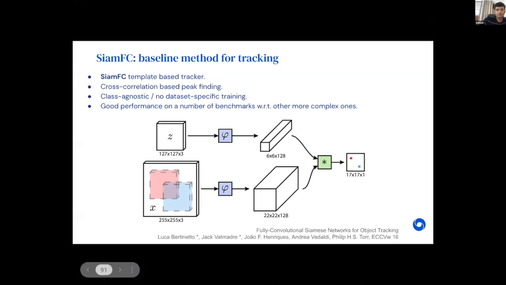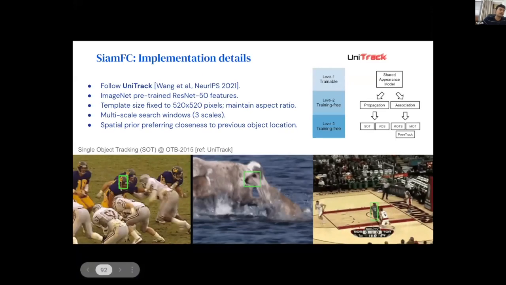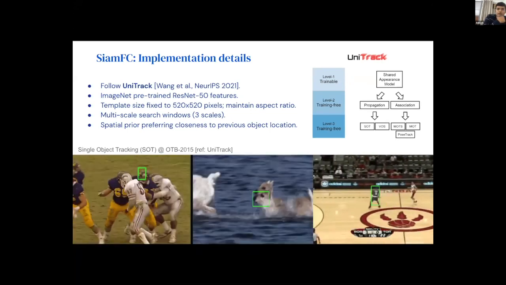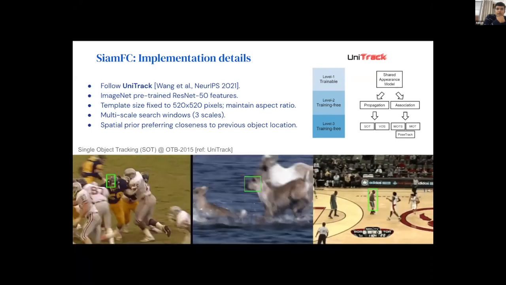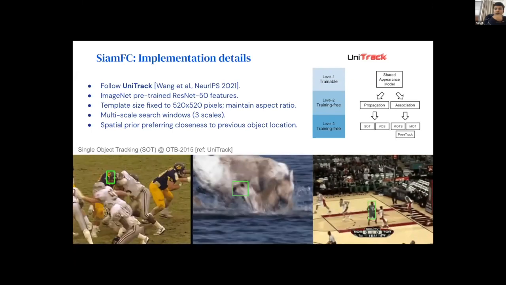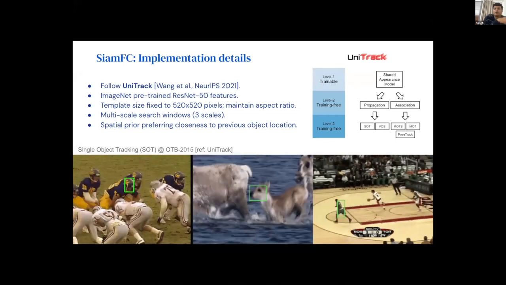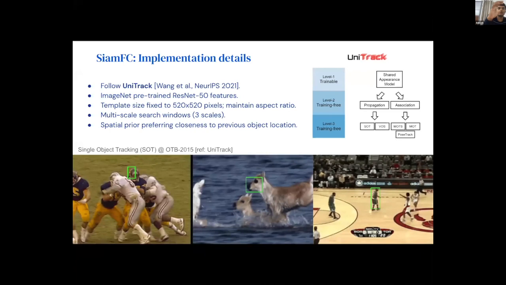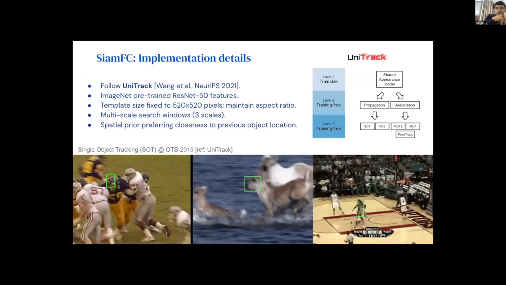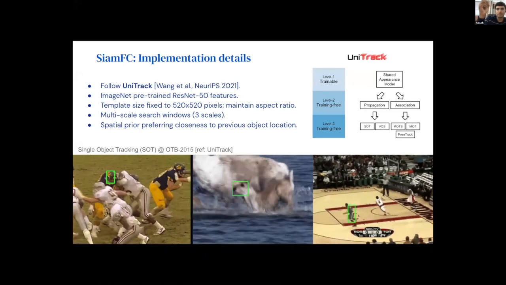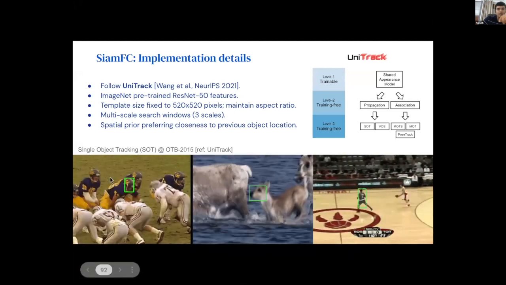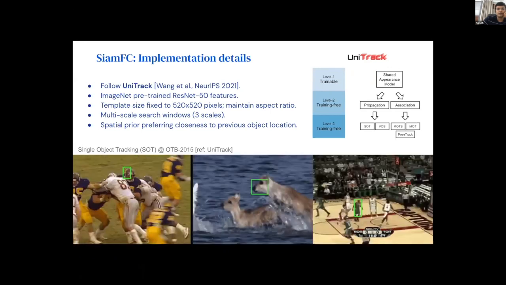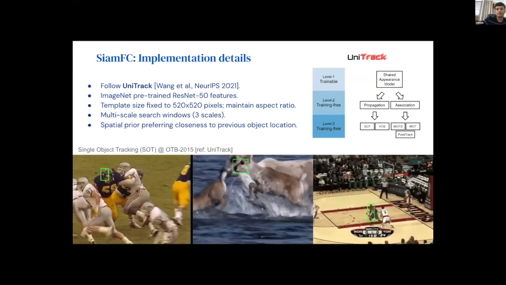All right, so just to dive a bit more deeply into the implementation. We follow Unitrack's implementation of CMFC. Unitrack is a recent work which looks at various ways to use self-supervised features and other features to do a ton of tracking tasks. And we just focus on the single object tracking task here. Down below here, you can see the performance of the single object tracker on the OTB benchmark. So it looks pretty good.